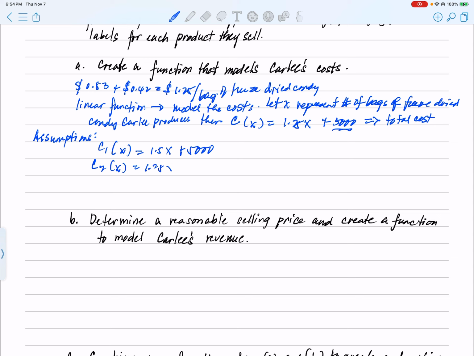And another assumption, she can have 1.25. If she needs to pay 100 for a business license and pays a graphic designer 150 for a logo, then she has to spend 250 more added to the freeze dryer for the candy. So these are the assumptions. Determine a reasonable selling price and create a function to make the model.